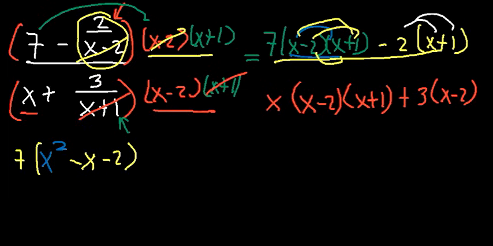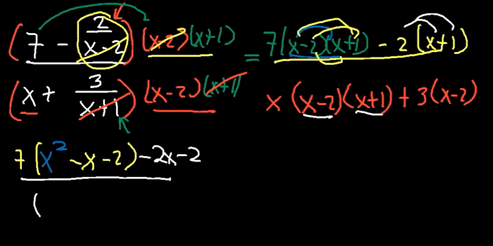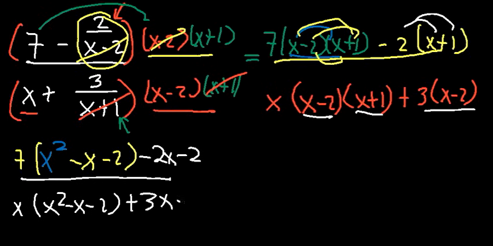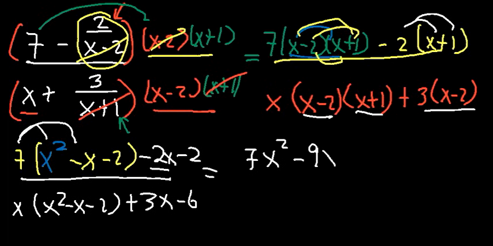If we distribute the 2, we'll get negative 2x minus 2. Here, this is x minus 2 times x plus 1 again, so that's x squared minus x minus 2 times x. And then if we distribute the 3, that's 3x minus 6. So 7 times x is 7x squared. 7 times negative x, that's negative 7x. We can add it to negative 2x, so that's negative 9x. And then 7 times negative 2 is negative 14, plus this negative 2, which is negative 16.